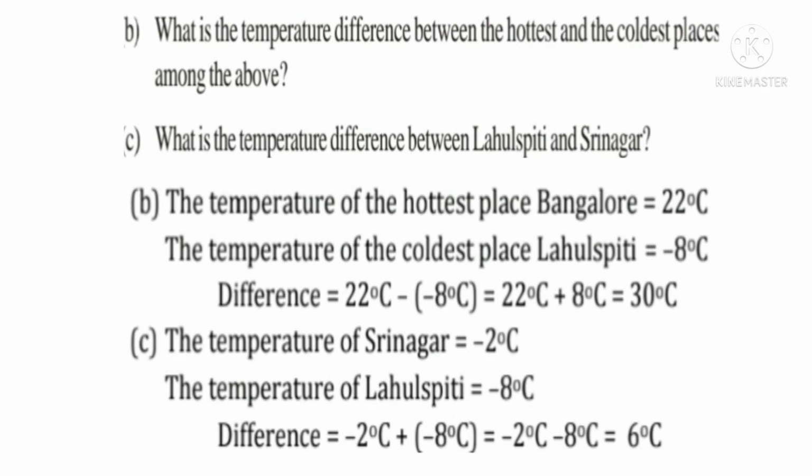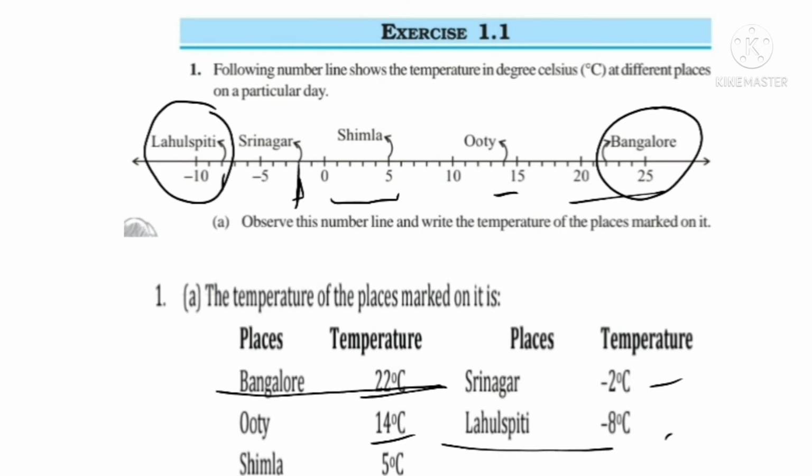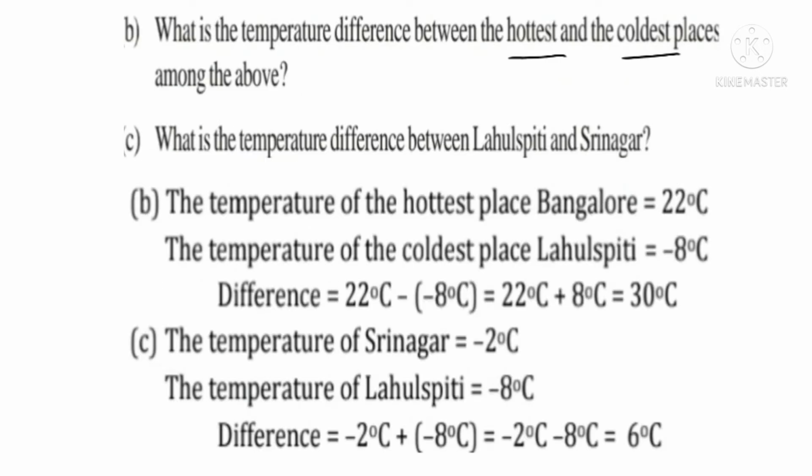Now the second part asks: what is the temperature difference between the hottest and the coldest place among the above? So here we can say the hottest place is at the rightmost, that is Bangalore, at 22 degrees Celsius, and the coldest is Lahul Spiti at minus 8 degrees Celsius. Now we have to calculate the difference.